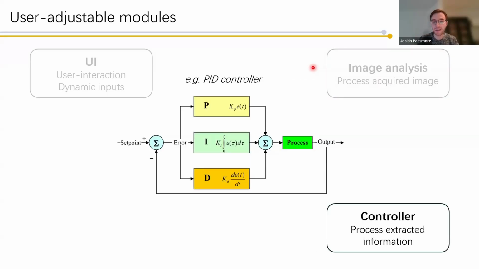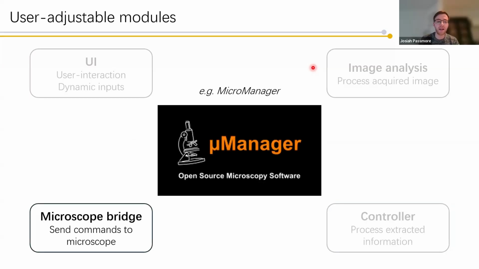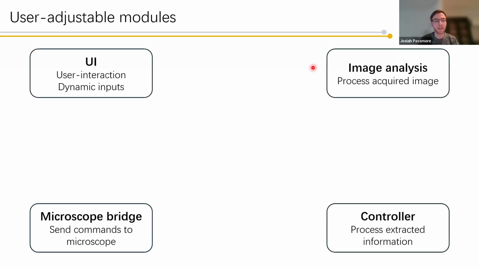We need a controller. So something that can process this extracted information and then convert it into something actionable. And of course, we need this microscope bridge, so how we can send commands from our platform to the microscope. And for example, this can be Micromanager, but we've also set up links with commercial microscopes, like we can now control ZenBlue controlled microscopes, for example.